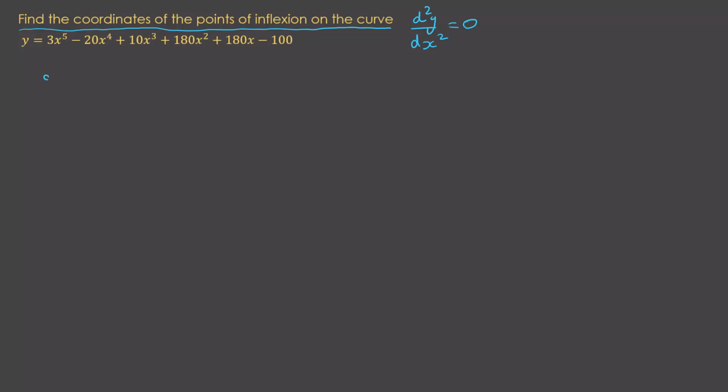So, dy/dx is going to be 15x to the 4 minus 80x cubed plus 30x squared plus 360x plus 180.